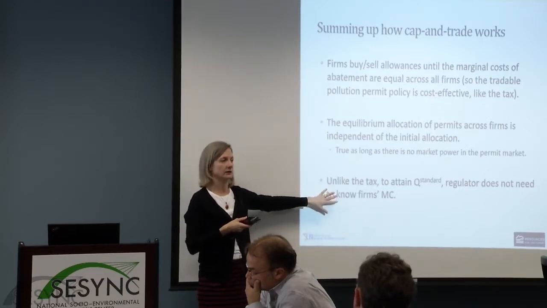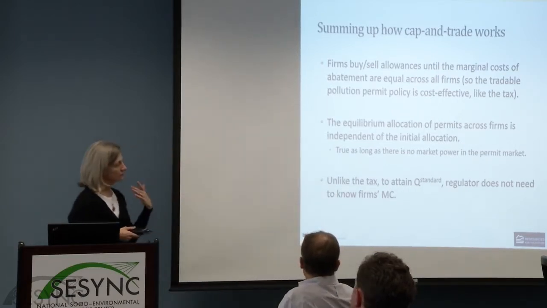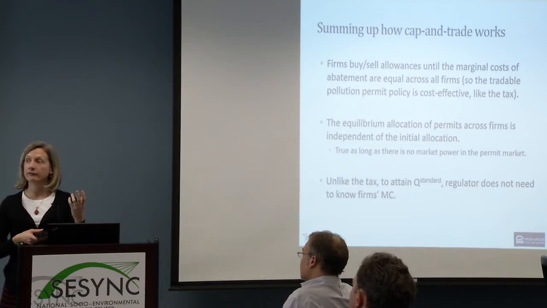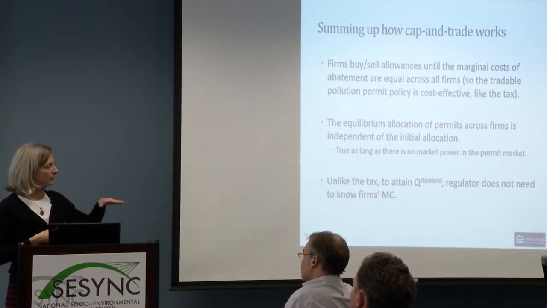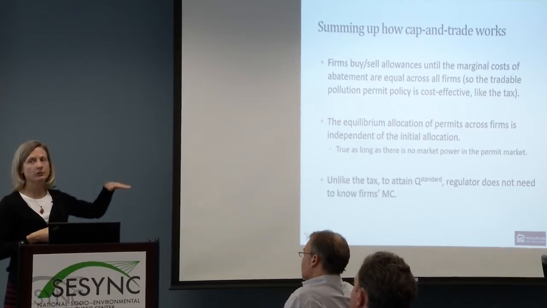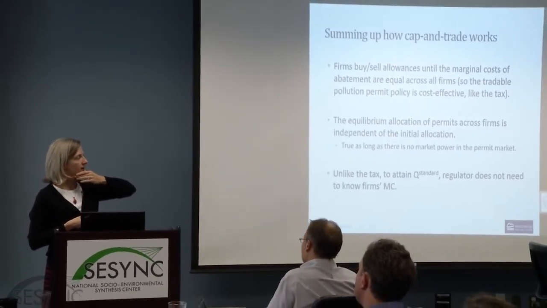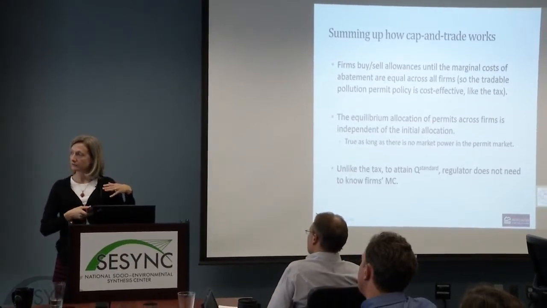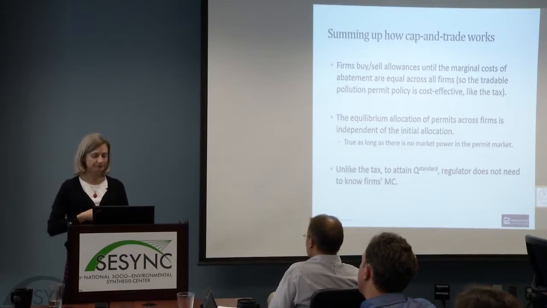I get it because the firms are trading with each other. So unlike the tax, I have this certainty over the quantity. I don't have certainty over the price per ton. The equilibrium permit price is going to end up wherever it ends up, causing some uncertainty for firms in terms of their compliance costs, whereas with the tax, I pin down the price, but I don't know the quantity. Okay, is everybody clear on that distinction?